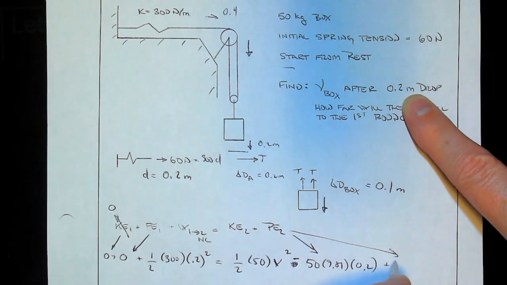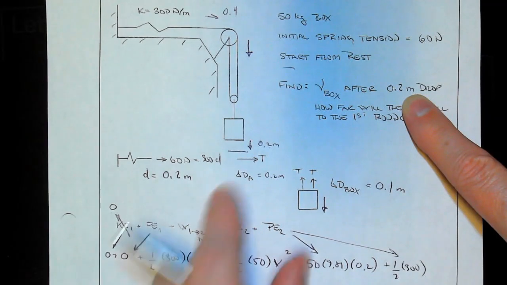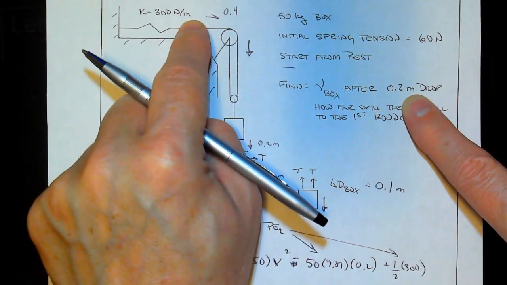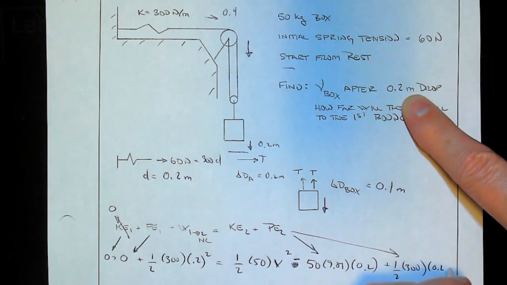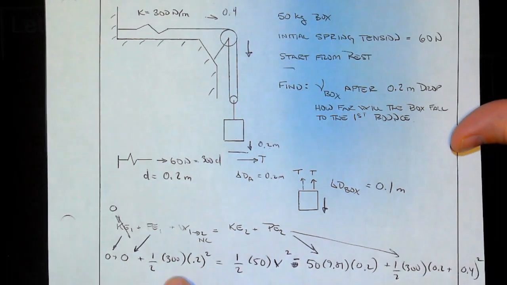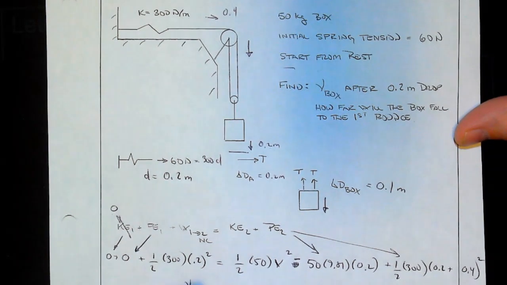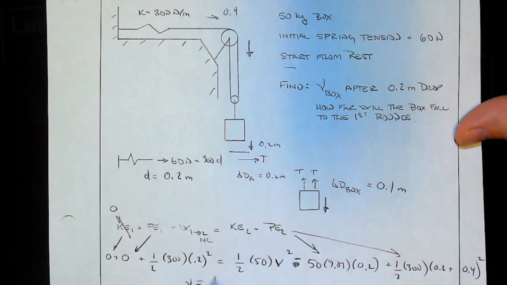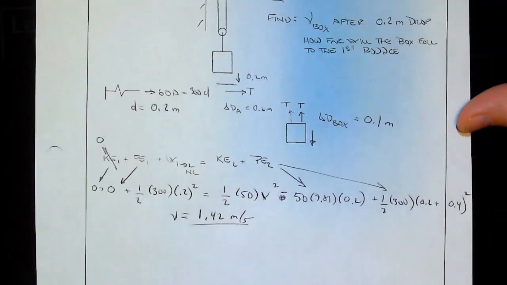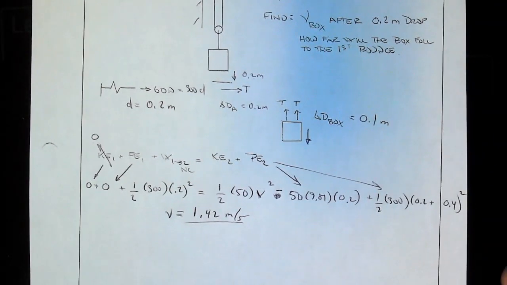So let's think what happens now. That spring, 1/2 times the spring constant, it was already stretched 0.2, but if this falls 0.2, it'll stretch 0.4 more. So that's 0.2 plus 0.4 squared. Okay? Looking at this, we have one variable, solve for v. We come up with velocity is 1.42 meters per second. And I'll let you take a look at that for a moment. Okay? So that's part 1.